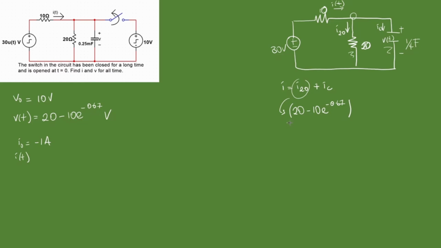Alright. This is our voltage over 20 ohms. This is our resistance. And our capacitor current is going to be C dV/dt. Remember, capacitor current is C dV/dt. That's what we're going to use here. So we're going to do C. That's 0.25.